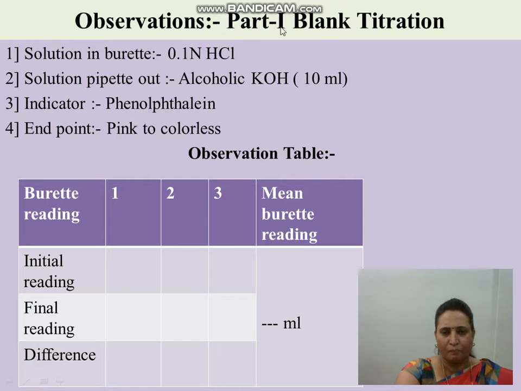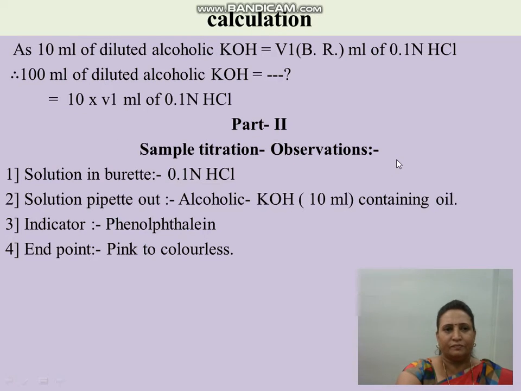Now the observation of part first. Solution in burette: 0.1 normal HCl solution. Pipette out alcoholic KOH, 10 ml. Indicator: phenolphthalein, end point pink to colorless. Now this is the observation table where you have to record the initial reading, that is 0, the final reading and the difference. Now the readings I will give in a video. By watching this video, in which the readings are given, put those readings within this observation table.